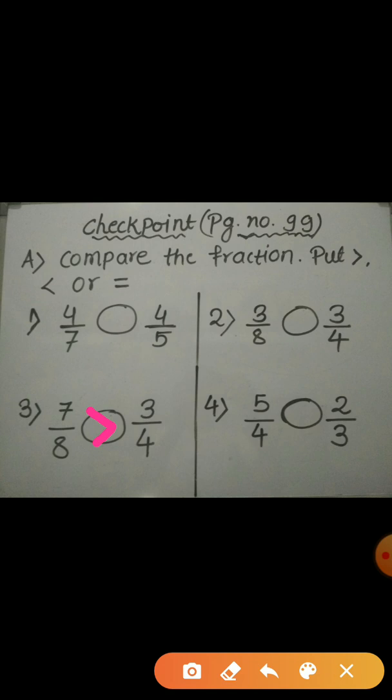Now coming to the last. Let us compare the fractions 5 by 4 and 2 by 3. Again they are unlike fractions with different numerators. So let us cross multiply. First we multiply 5 and 3. 5 3s are 15. Then we multiply 2 and 4. 2 4s are 8. Here 15 is bigger than 8. Right? It means 5 by 4 will be bigger than 2 by 3.